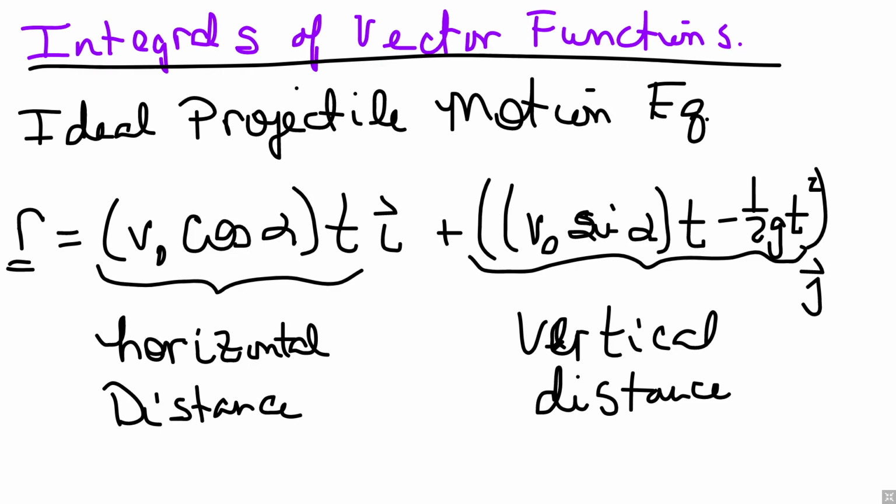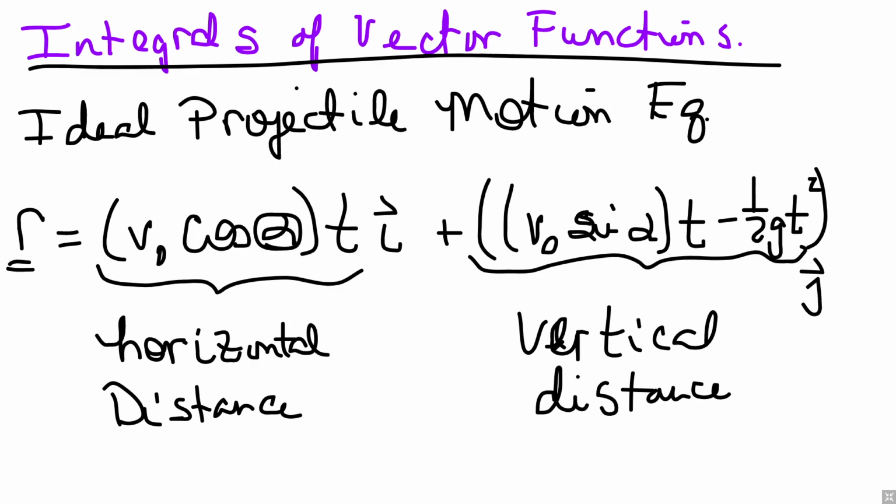All right, v sub 0 basically represents your initial velocity. Typically, if we're doing English units, it's going to be 32 feet per second. If we're doing metric, we use 9.8 meters per second.